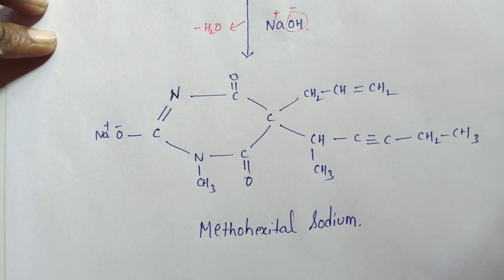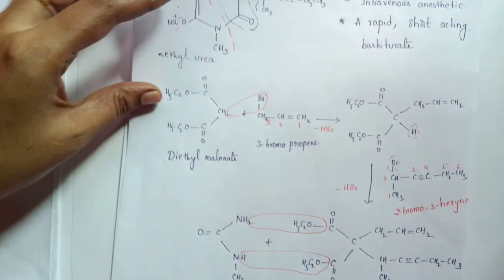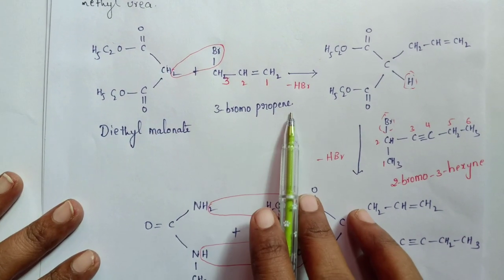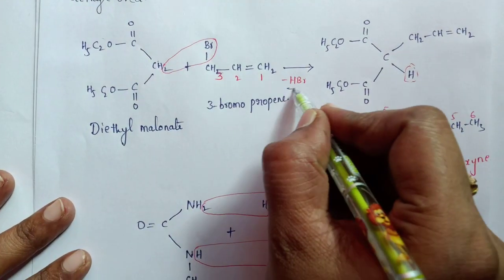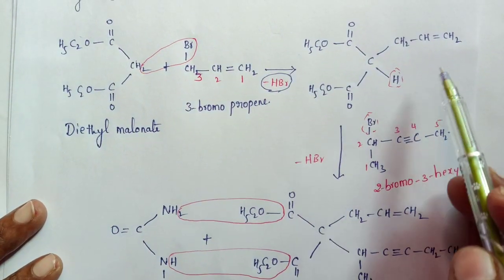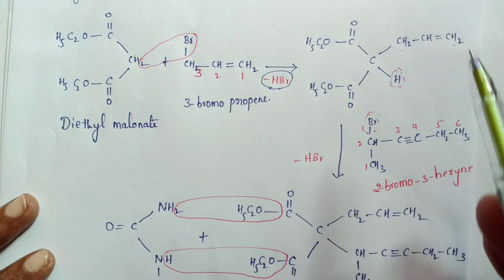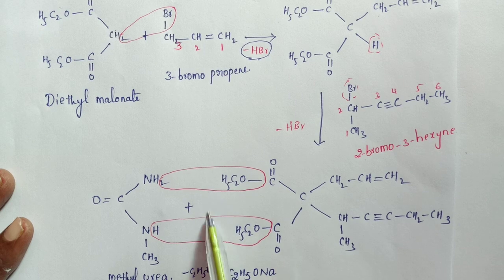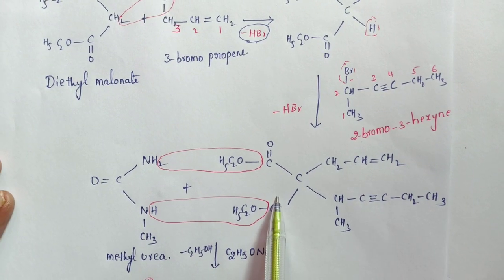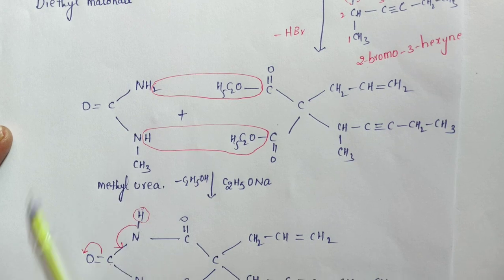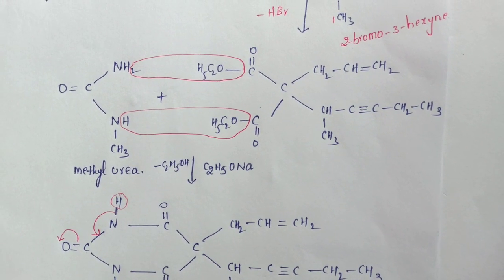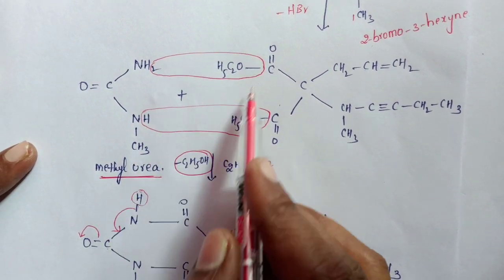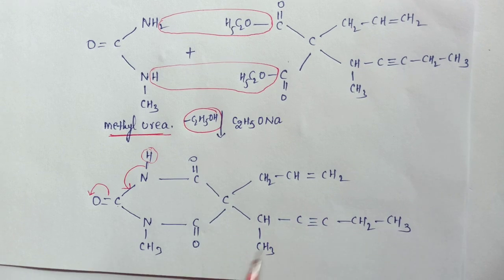Methohexitol sodium. So coming to the glance of the synthesis, the first step is diethyl malonate. It reacts with 3-bromopropene, and there is a loss of HBr from the reaction mixture, and it forms a derivative which is substituted with an allyl group. And again we have to treat with 2-bromo-3-hexyne, and there is a loss of HBr. We are getting an addition product, and this molecule is condensed with urea. The substituted urea we are using here is nothing but methyl urea. There is a loss of two molecules of ethanol, and finally we are getting methohexitol.